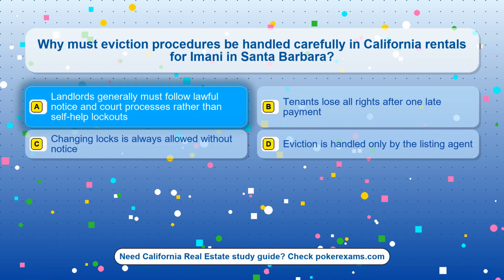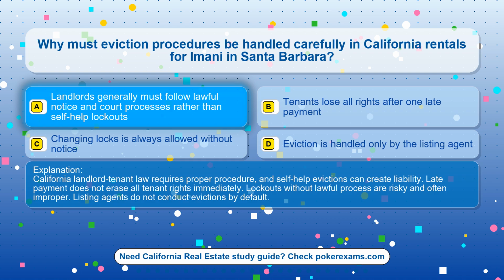The correct answer is option A. Landlords generally must follow lawful notice and court processes rather than self-help lockouts. California landlord-tenant law requires proper procedure, and self-help evictions can create liability. Late payment does not erase all tenant rights immediately. Lockouts without lawful process are risky and often improper. Listing agents do not conduct evictions by default.